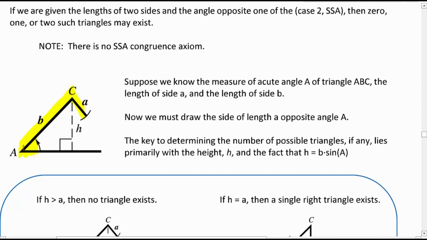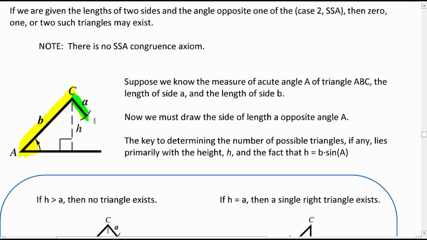So what I'm going to do next is we need to draw the side of length a opposite angle A. Right, so that's this one here. It's kind of dangling. It looks weird like that because for each problem, the length of side a is going to differ. So sometimes it reaches this other side and creates a triangle, and sometimes it doesn't. So that's why the diagram has it dangling like that.